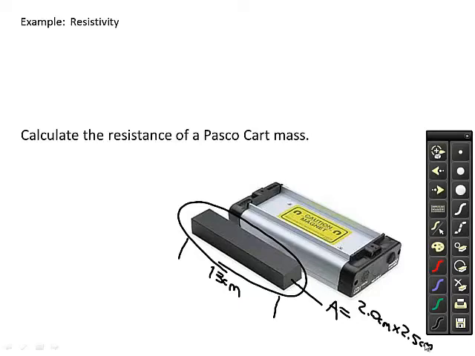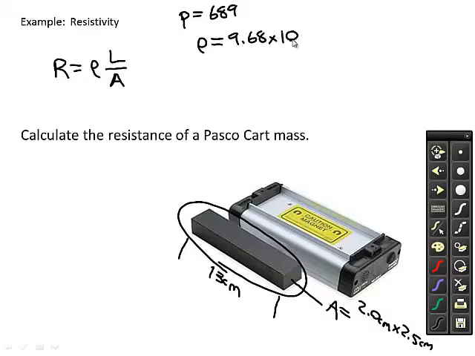Okay, so suppose you want to find the resistance if you were to put one of these into a circuit, I don't know why you'd want to, but let's say you did. Okay, once again, resistance is rho L over A. Now, rho we can get going to page 689 in your textbook and looking up the resistivity of iron. Now, resistivity of iron is 9.68 times 10 to the negative 8 ohm meters.